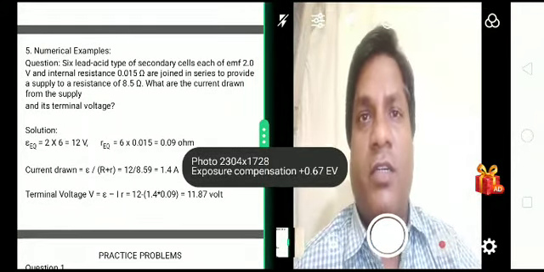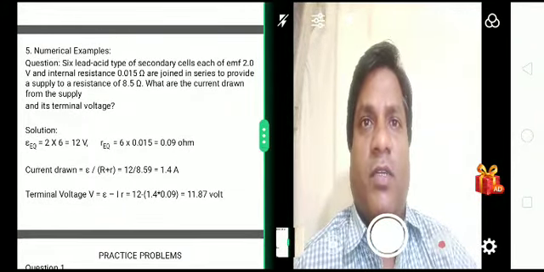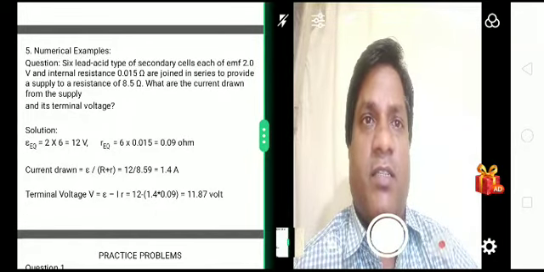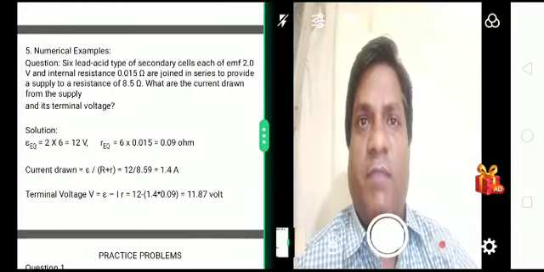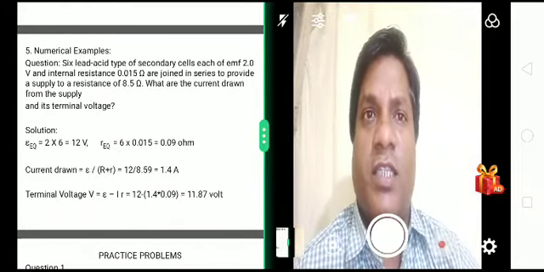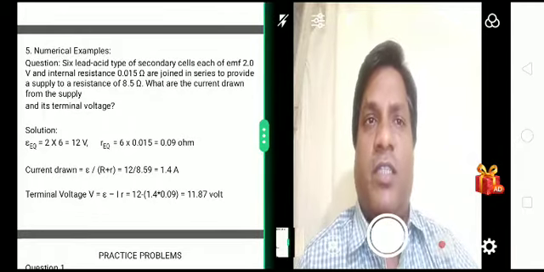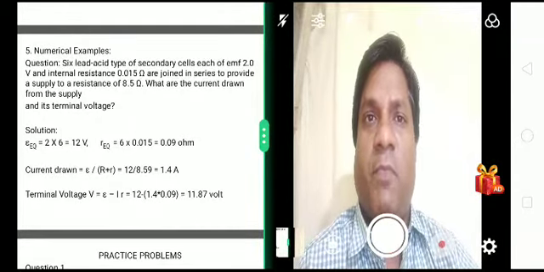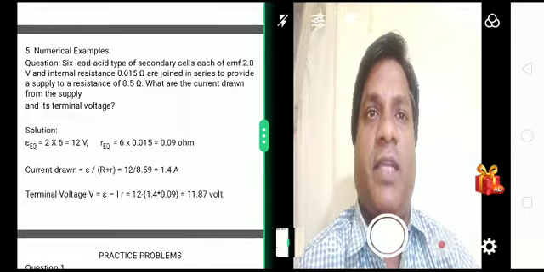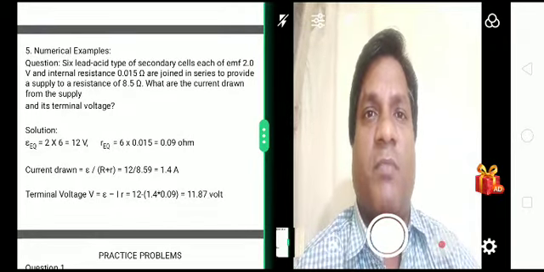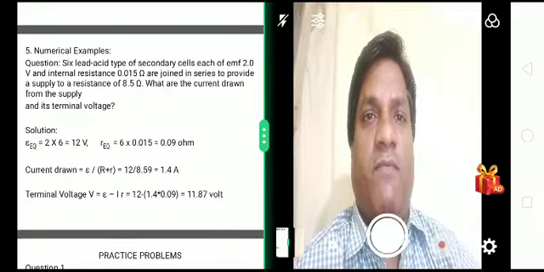So let's consider a numerical example. The question is: 6 lead acid type secondary cells, each of EMF 2 volt and internal resistance 0.015 ohm, are joined in series to provide a supply to a resistance of 8.5 ohm. What are the current drawn from the supply and its terminal voltage?